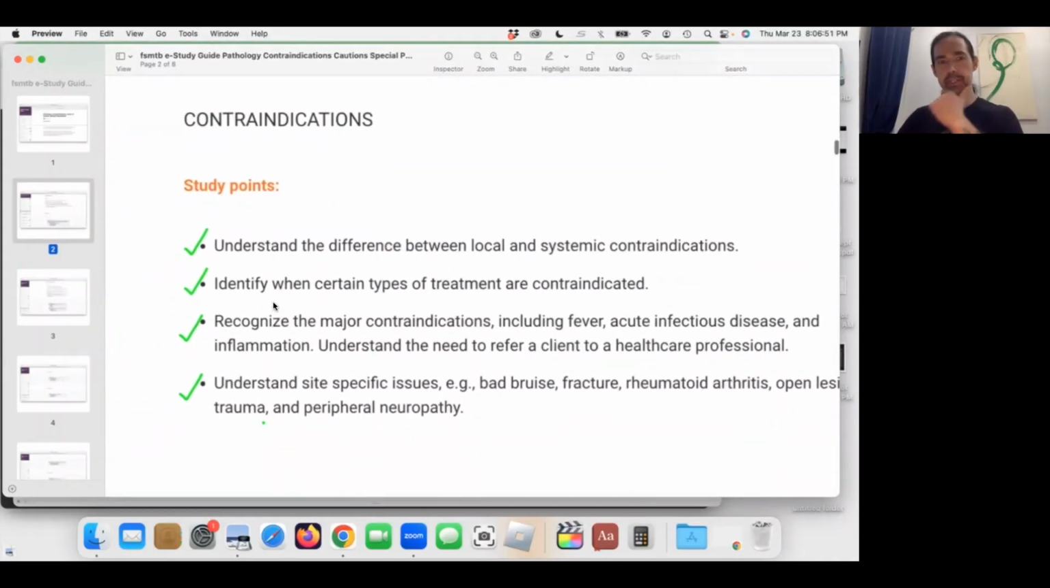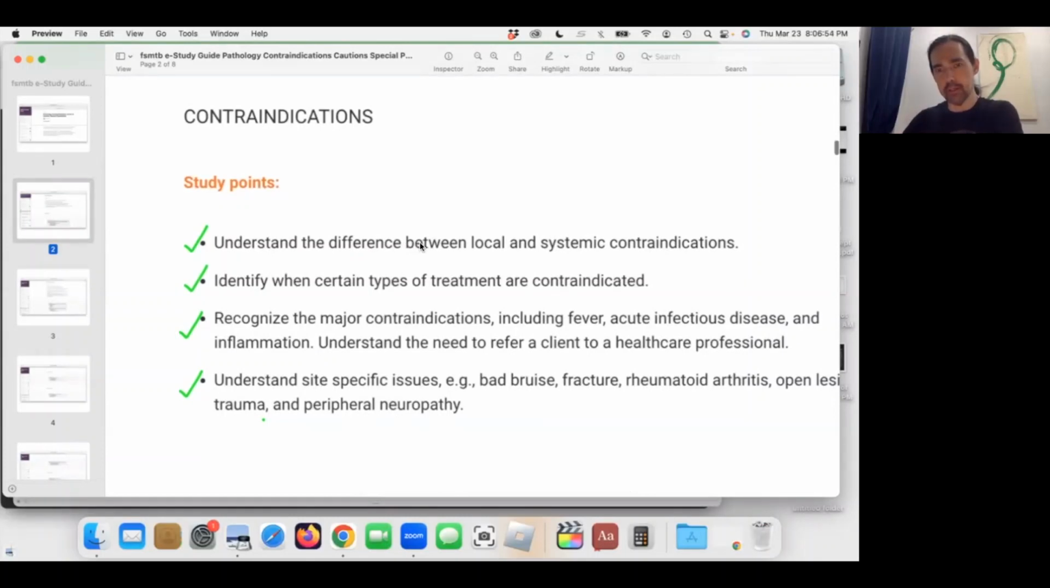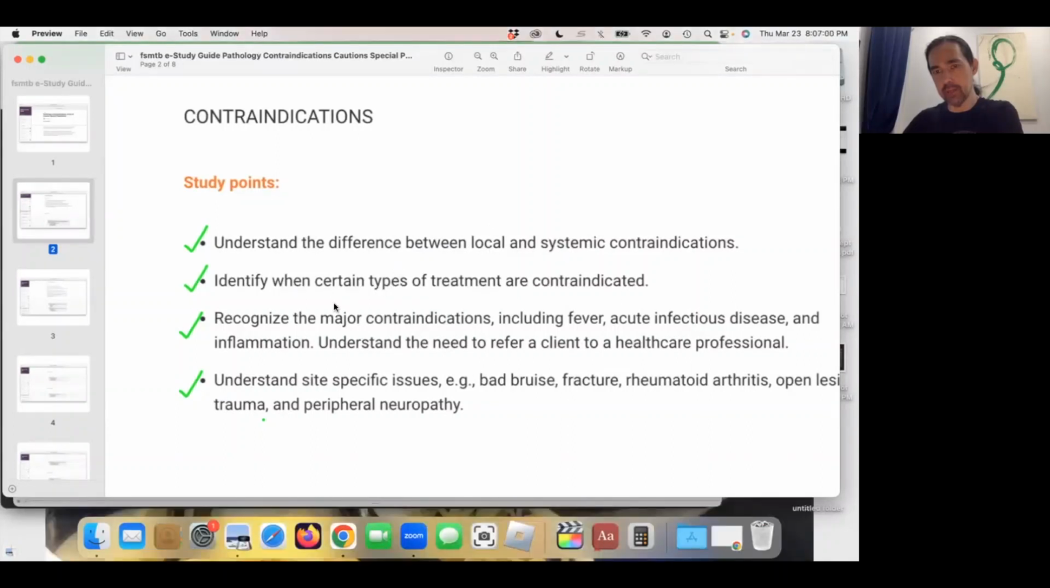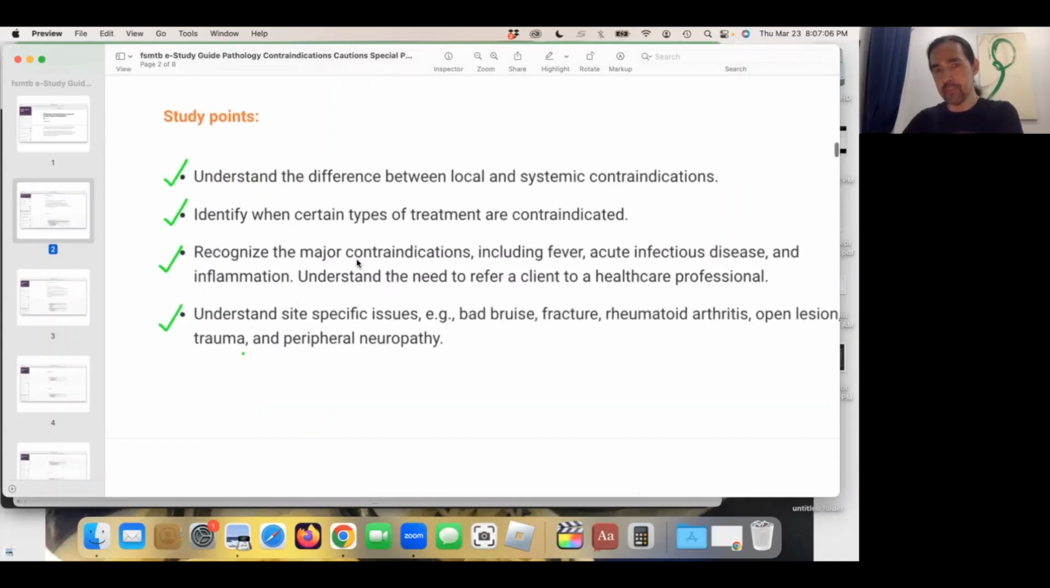So we start with contraindications, and we're going to work on differentiating between local and systemic, right? And then we're going to identify where certain types of treatment may be contraindicated. Recognizing contraindications like fever, acute infections, major contraindications. These are also often the systemic ones, as well as understanding when to refer a client to a healthcare professional.